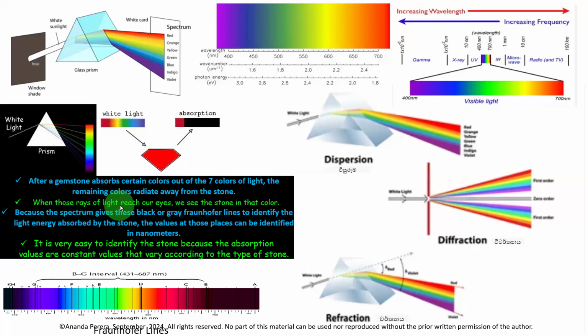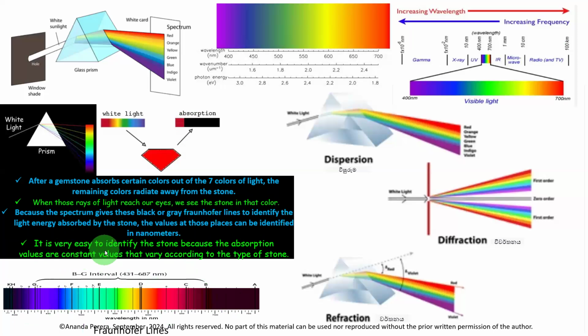When those rays of light reach our eyes, we see the stone in that color. Because the spectrum gives these black or gray Fraunhofer lines to identify the light energy absorbed by the stone. The values at those places can be identified in nanometers. These are the Fraunhofer lines.